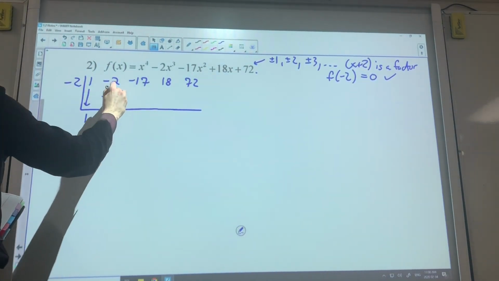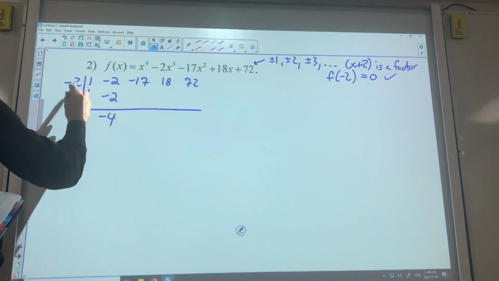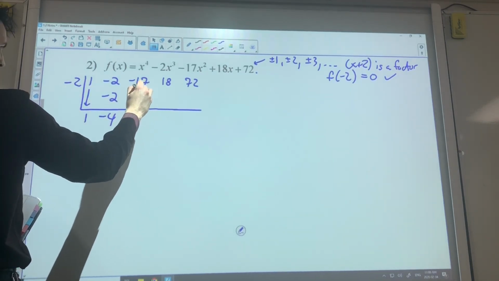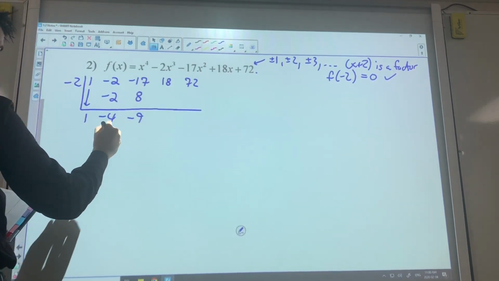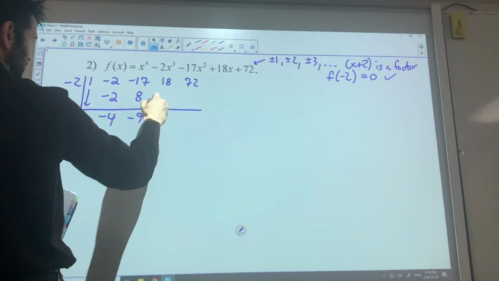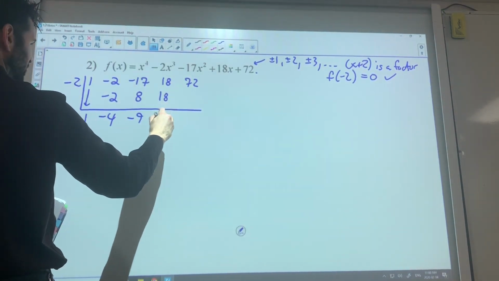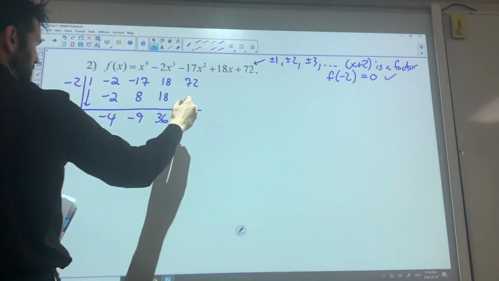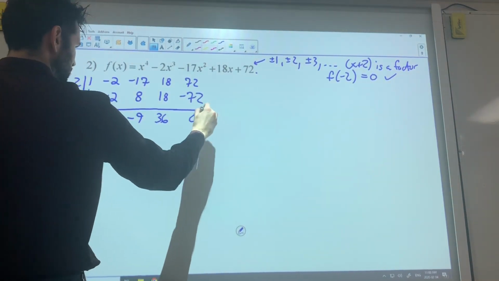So bring down the 1. 1 times negative 2 is negative 2. Now you have negative 4. Those two things multiplied give you 8. So now you get negative 9. Those two things multiplied together give you positive 18. So you get 36. Negative 2 times 36 gives you the negative 72. You get 0.